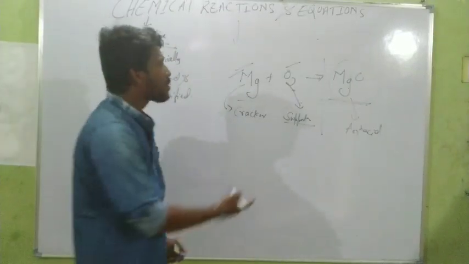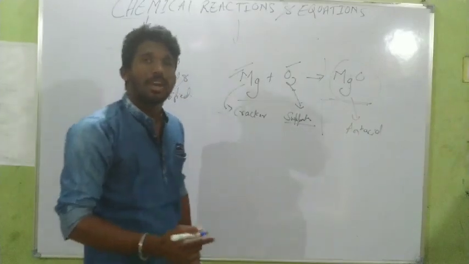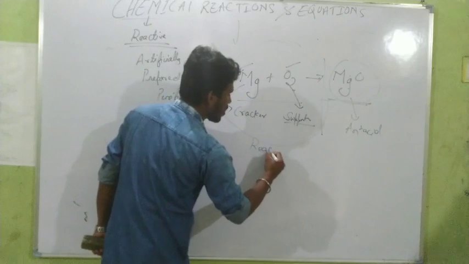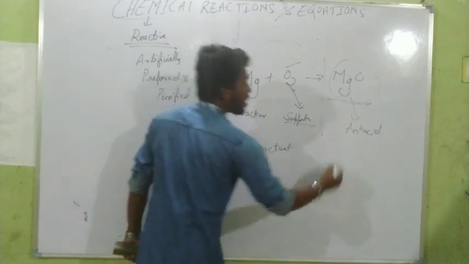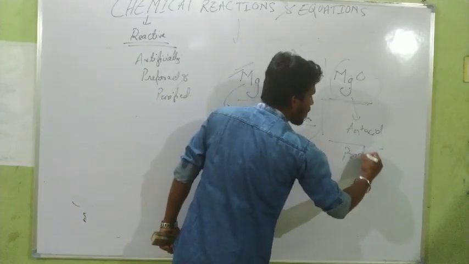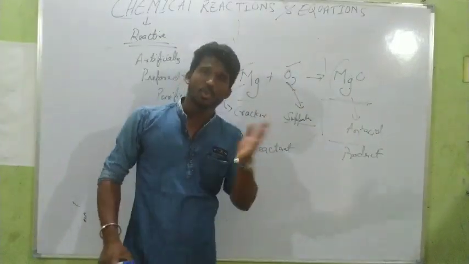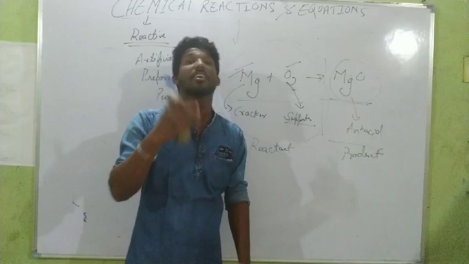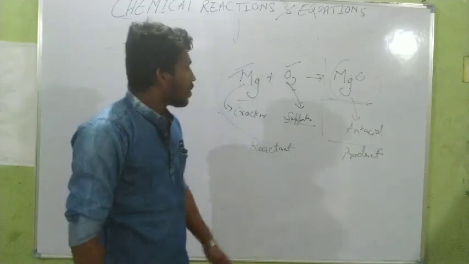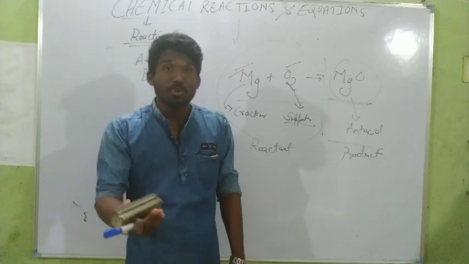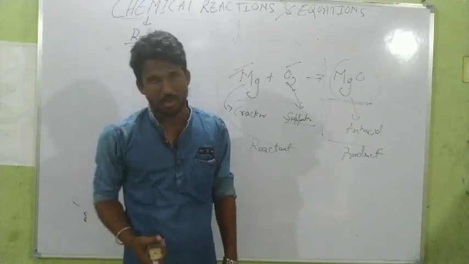Basically, in a chemical reaction we have two parts. One is the reactant part, and this is the product part. Reactants are those substances which participate in a chemical reaction, whereas a product is the new substance that is produced during a chemical reaction.